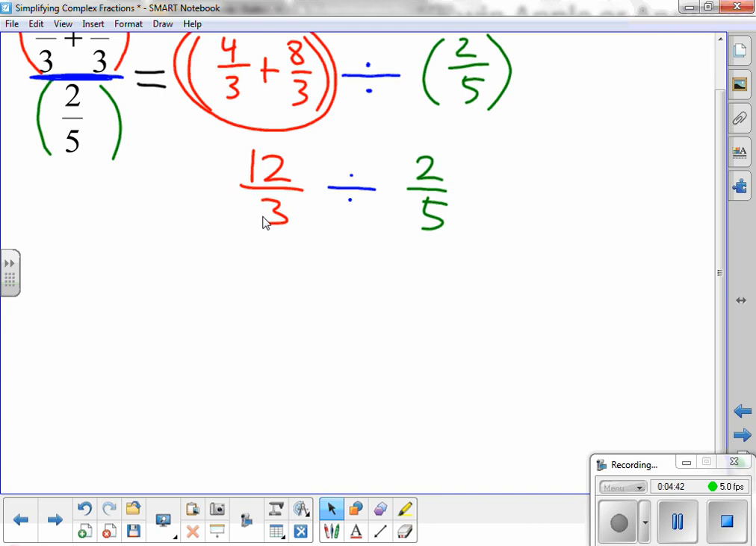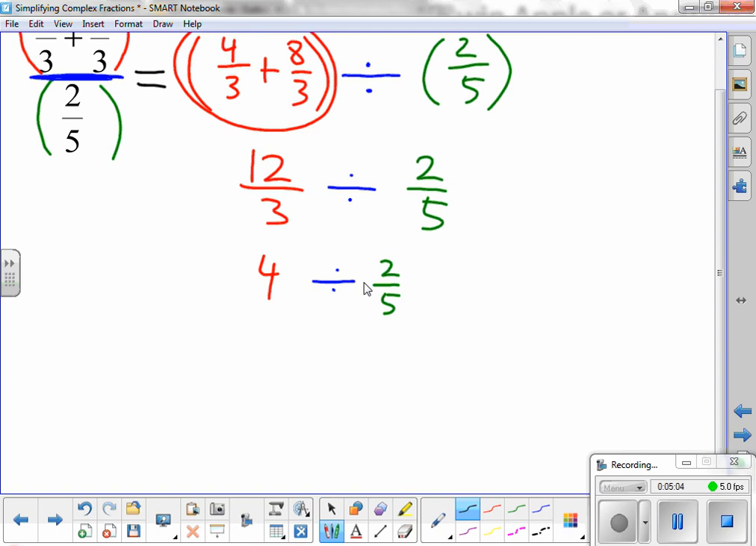I kind of wanted that not to turn into a 4, but it does, so oh well. So we'll turn it into a 4. So 12 divided by 3, you can actually simplify that down to 4, divided by 2/5. Okay, that is still not simplified though, because I got to put those two together still.